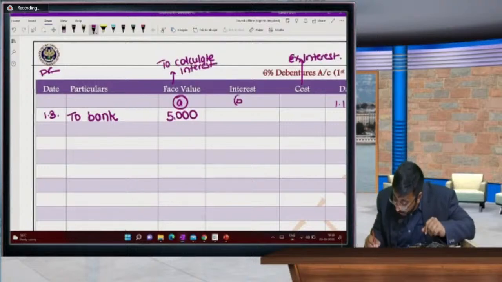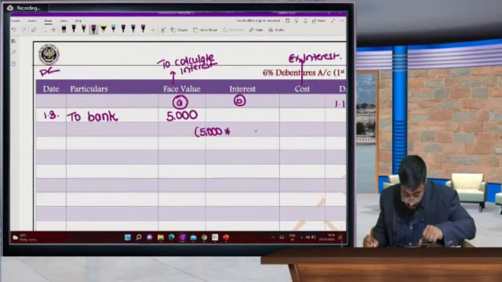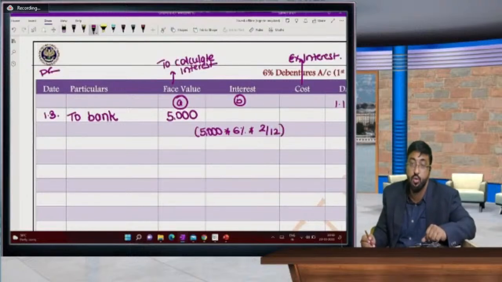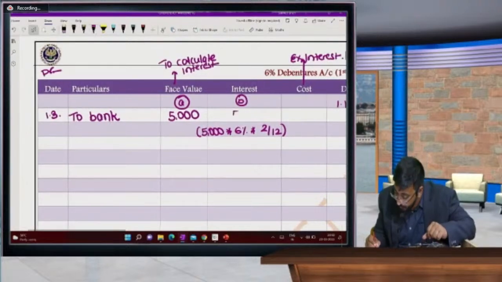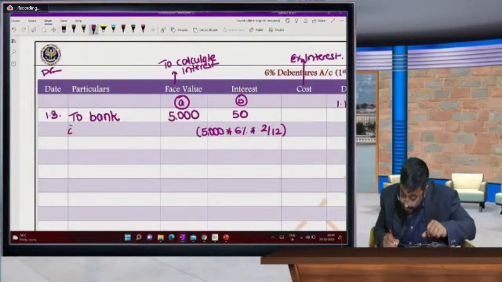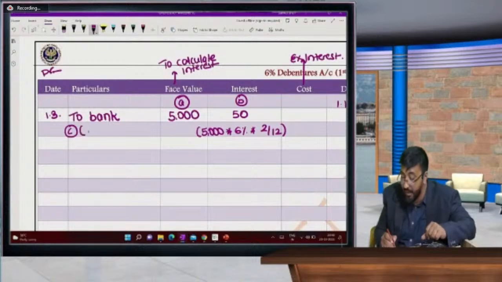Then we have to calculate interest. 5,000 into 6% into 2 by 12. So this is the interest we calculated for 2 months. 50 rupees. C, we are going to write it in the interest column.